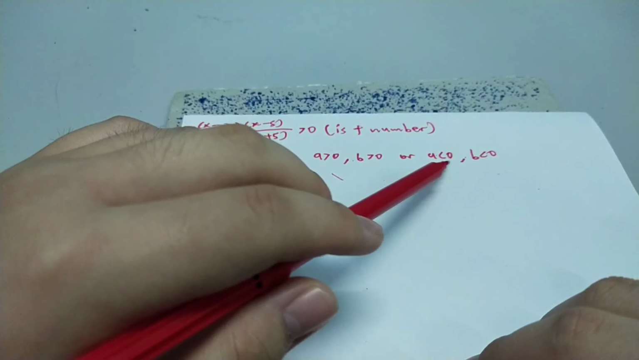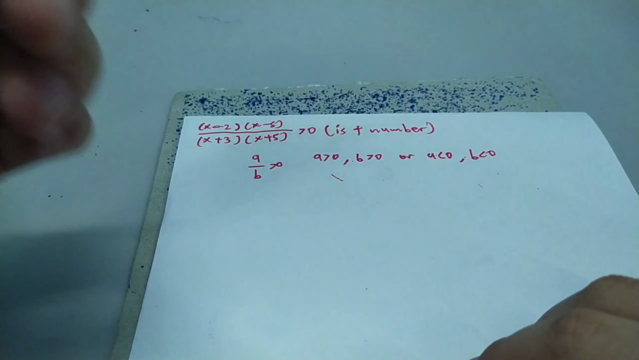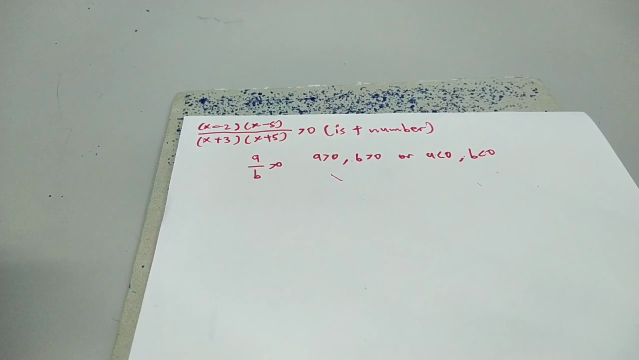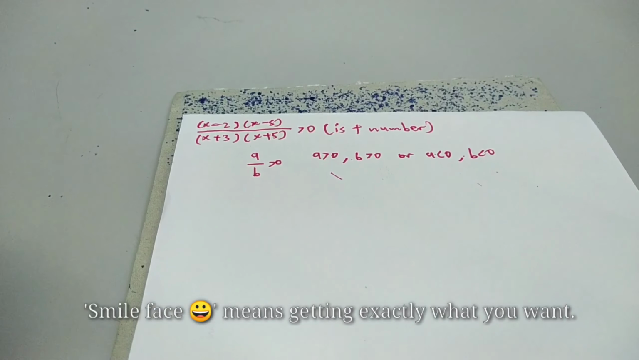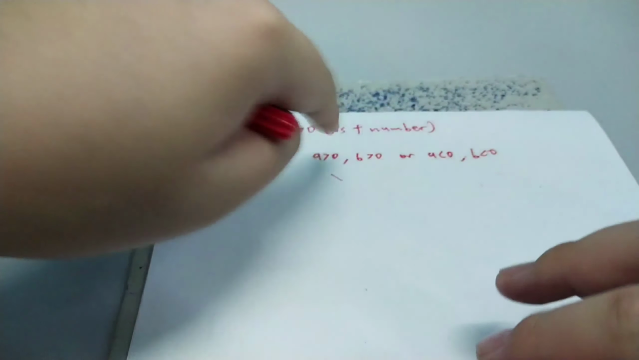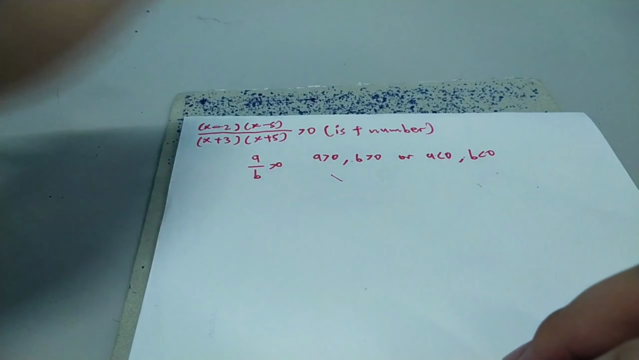If a is a negative number, then b must also be a negative number, because negative divided by negative will eventually give you a positive number, which means it will be bigger than 0. So we got a smiley face. So let's use this strategy to solve the inequality.